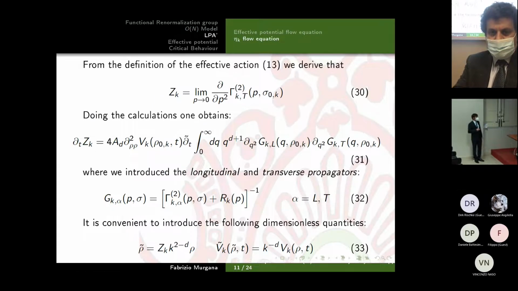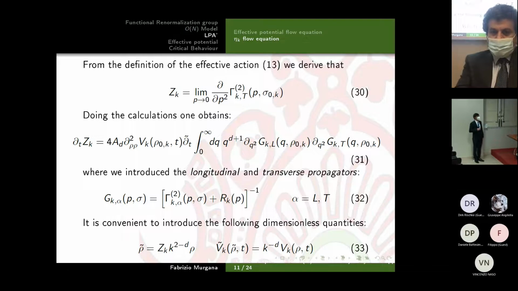Now we have to derive, we missed the equation for Z_k, in particular for eta_k, and to do so, we exploit the definition given in equation 30, and then you, again, do the computation and end up with equation 31. And in the equation, we have the transverse and longitudinal propagators, which are nothing but the inverse of the 2-point function plus the regulator.